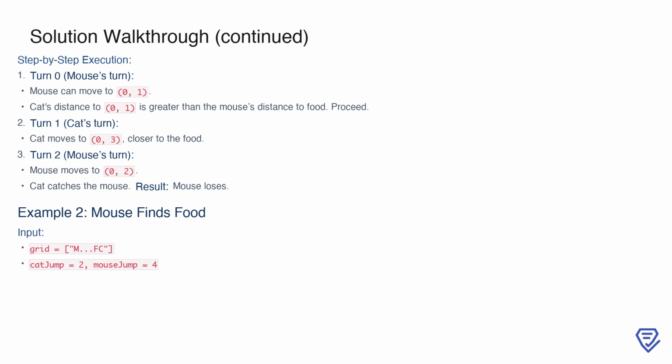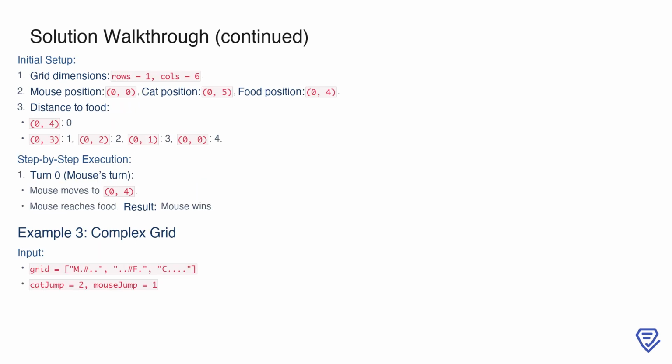Now, in example 2, we have a slightly longer grid with 6 columns, where the mouse starts at position 0, 0, the cat starts at position 0, 5, and the food is located at 0, 4. Calculating distances from the food using BFS, we find that the food itself has a distance of 0, the cell at 0, 3 is 1 step away, 0, 2 is 2 steps, 0, 1 is 3 steps, and finally, 0, 0 is 4 steps away. On turn 0, the mouse uses its higher jump range to move directly to position 0, 4, reaching the food before the cat has a chance to intervene. This results in a win for the mouse, showing how the mouse's jump range can sometimes allow it to reach the food unchallenged.